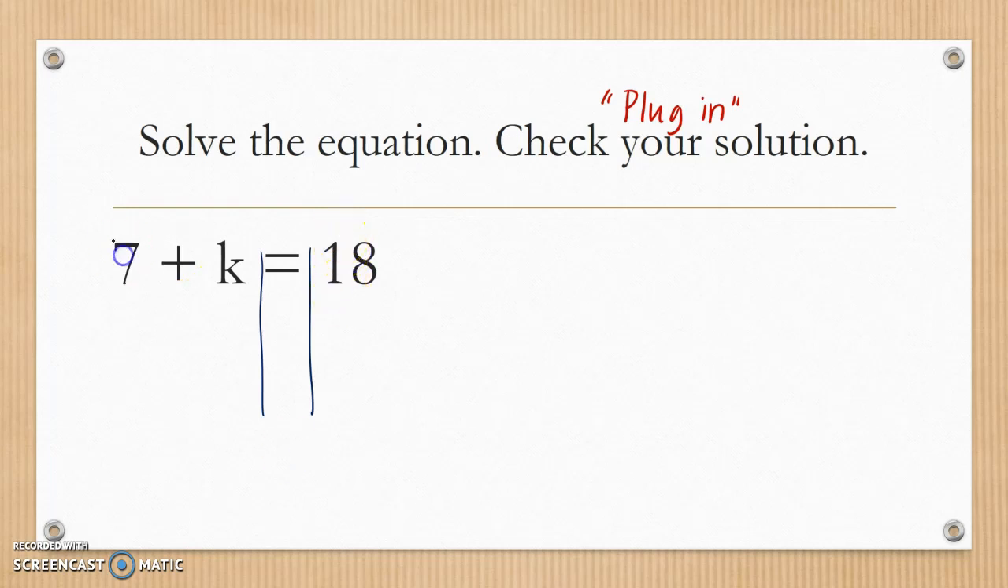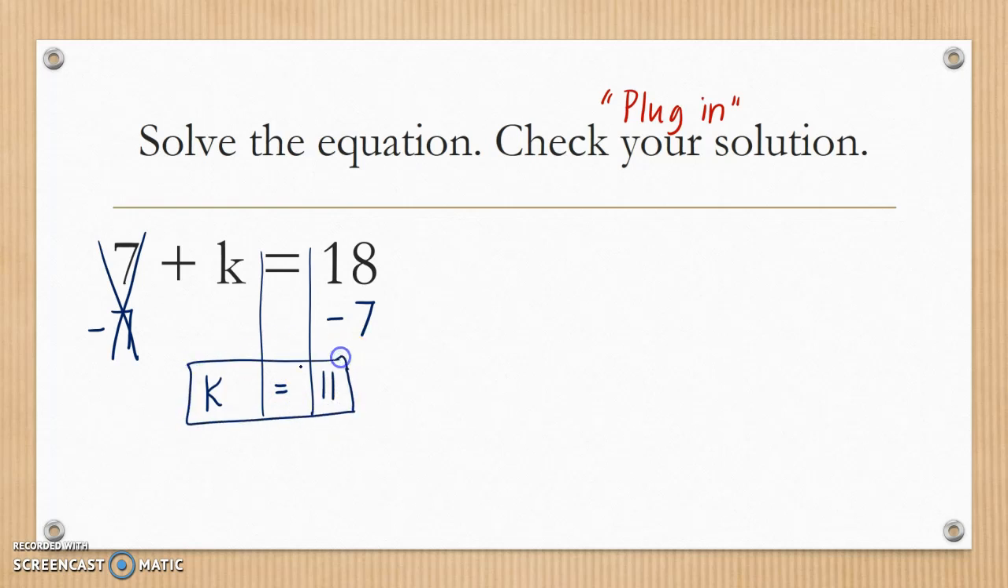Because this is addition, we want to get rid of the 7. We are going to subtract 7 from both sides. Remember, think about an equation like a scale. We want to keep it equal and even. So whatever you do to one side, you have to do to the other. So I can cross off my 7s here. I'm left with just k. And then we have 18 minus 7, which gives us 11.